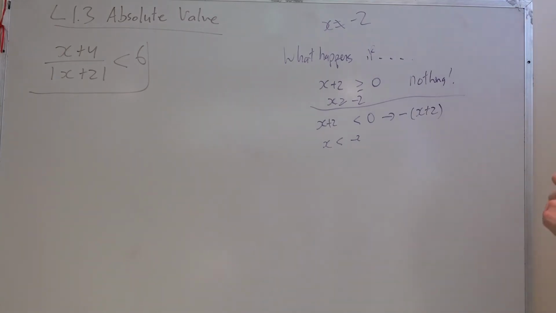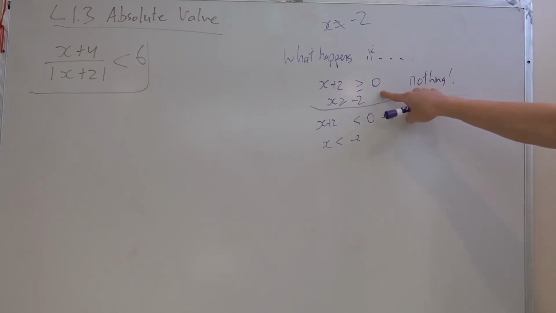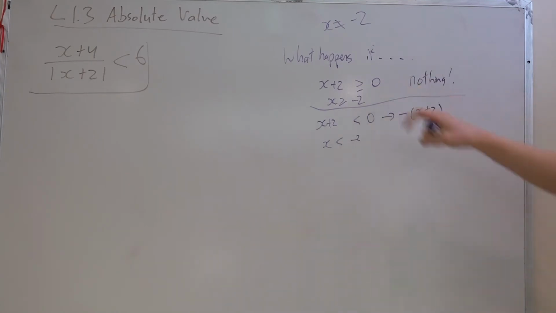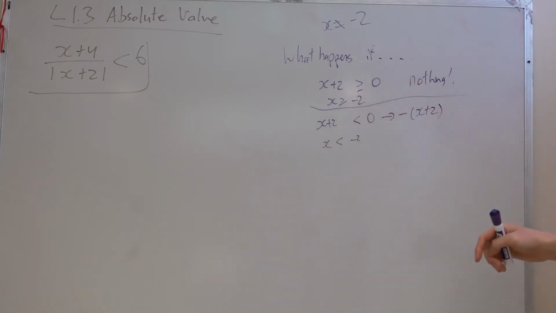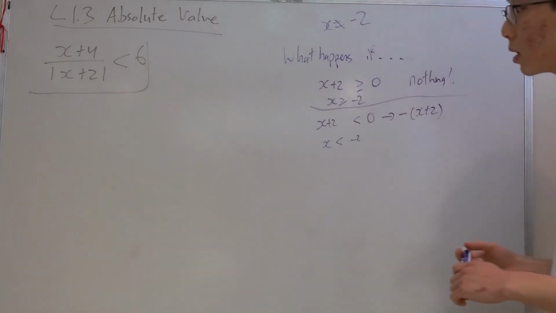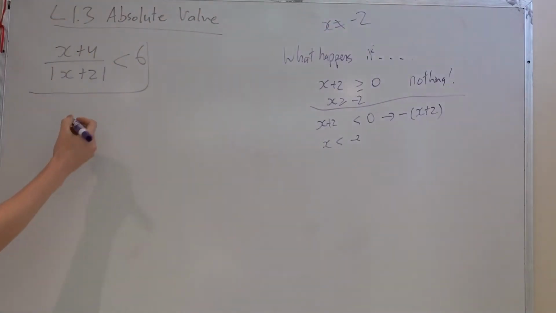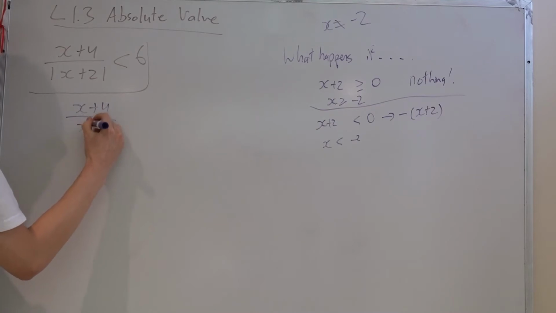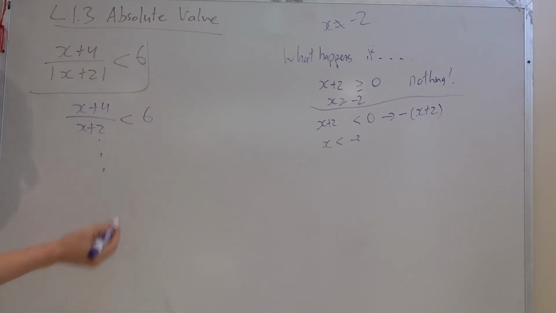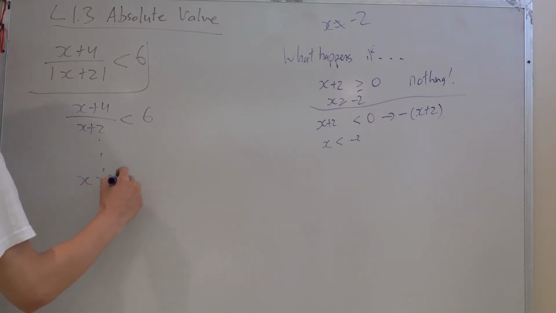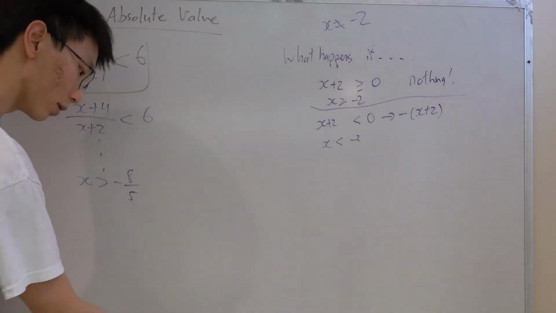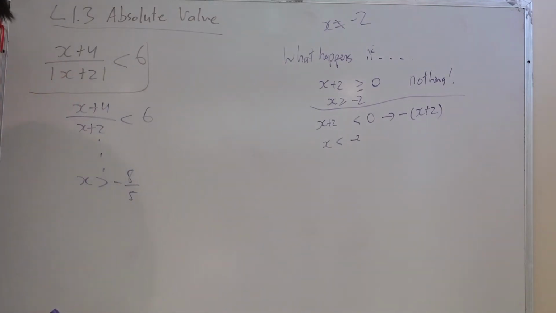Okay, so we know that if we're in this case up here, nothing happens. So let's just pretend we're only dealing with values of x that are greater than negative 2. Then we can ignore the absolute value symbols, and we can just continue like nothing happened. Okay, like the absolute value symbol was never there to begin with. So what does that give us? x plus 4 over x plus 2 is less than 6. And we literally just did this, and we came up with the answer that x has to be greater than negative 8 over 5. This is just reiterating what we did a few minutes ago.